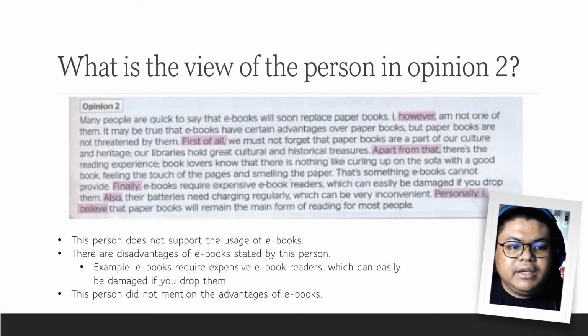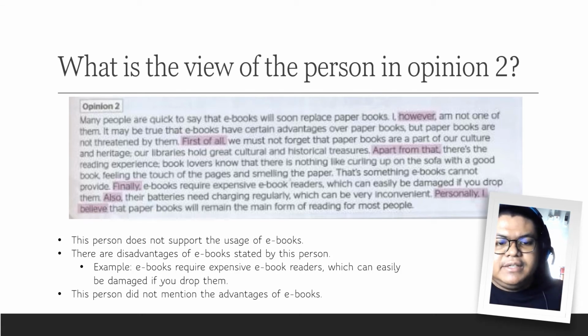There's the reading experience. Book lovers know that there is nothing like curling up on the sofa with a good book, feeling the touch of the pages and smelling the paper. Ebooks require expensive ebook readers. Okay, tadi idea tu dah dimasukkan tadi. Their batteries need charging regularly, which can be very inconvenient. Another disadvantage of ebooks.